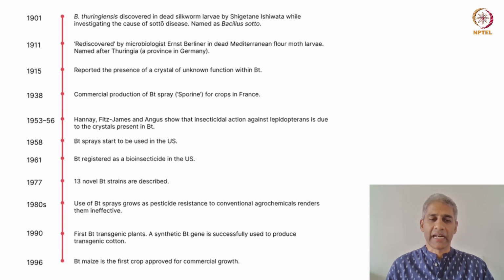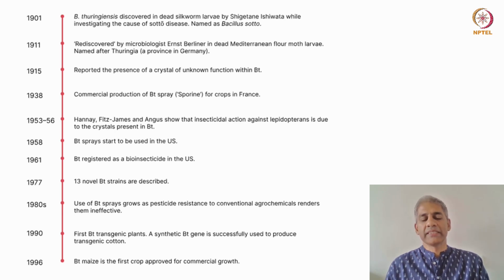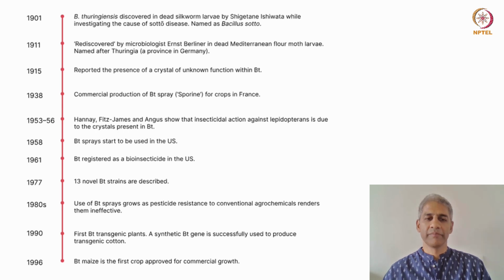And in fact, after resistance to conventional pesticides grew in the 1980s, the use of BT sprays actually started to grow. And so it was because of this long history that people thought of using them in recombinant technology, where you could insert the Cry toxin gene into the plant host itself so that there's no need to spray the plant with this insecticide. And so some of the first BT cotton plants were produced in 1990.